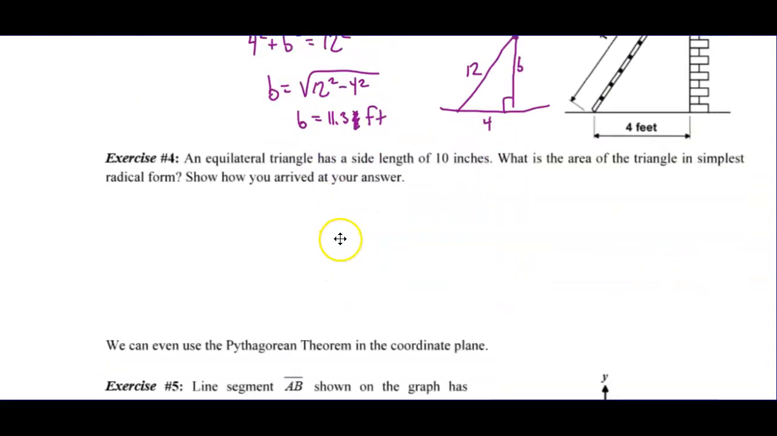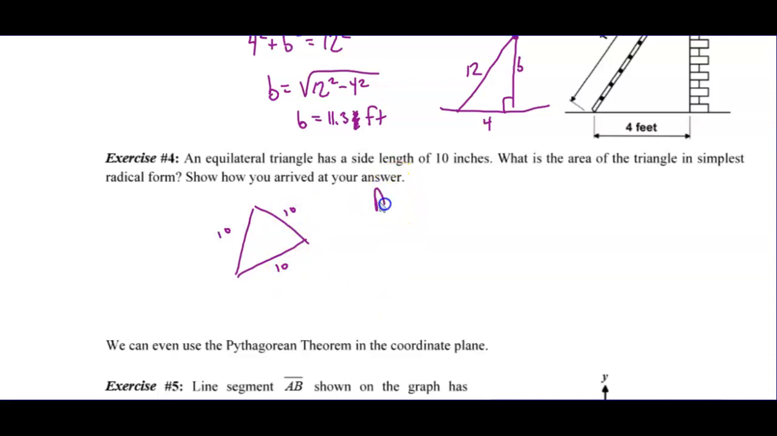All right, exercise 4, an equilateral triangle has a side length of 10 inches. So go ahead and draw your equilateral triangle and just label the side lengths 10. It doesn't have to be a perfect equilateral triangle. I just messed up mine real quick there. All right, so I've got 10 in each location. And what we're trying to do is figure out the area of the triangle in simplest radical form.